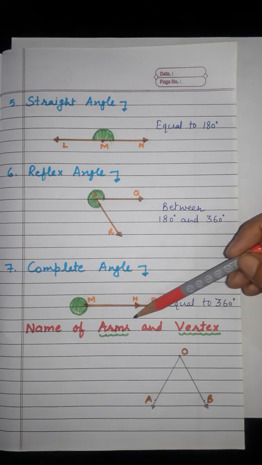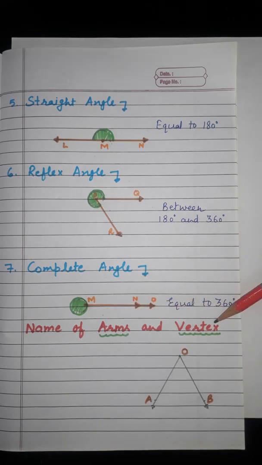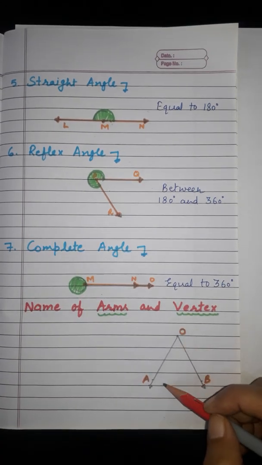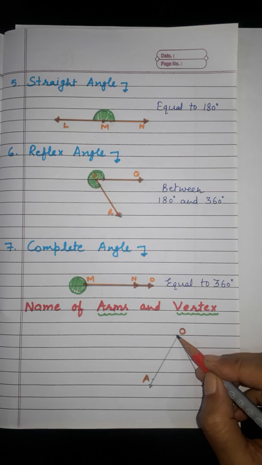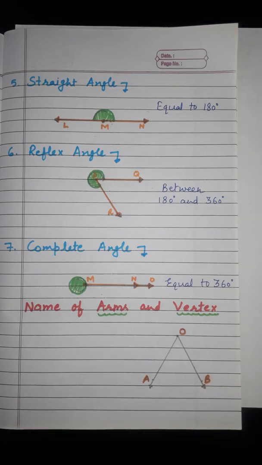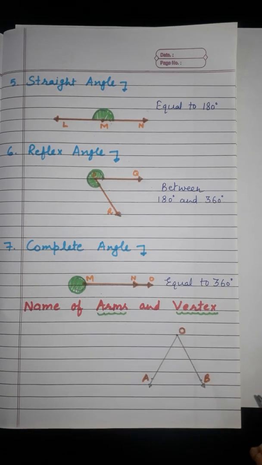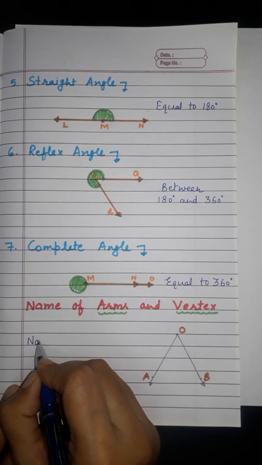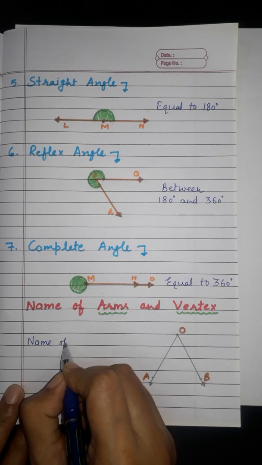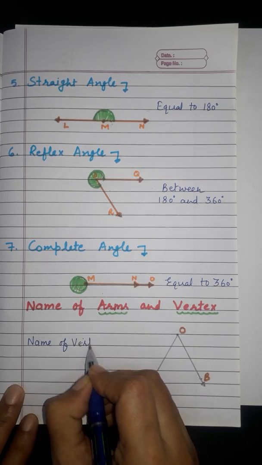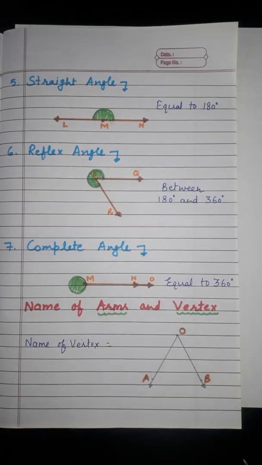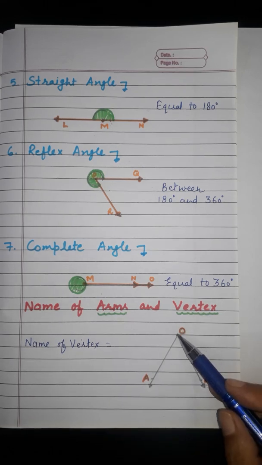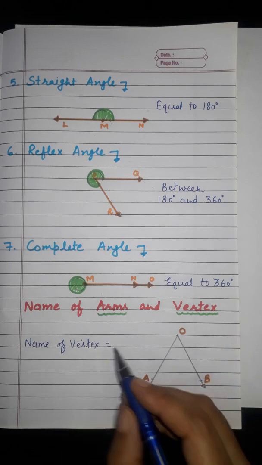Now the names of arms and vertex. Here I have made an angle figure. What is the name of the vertex and the name of the arms? You all know which is the vertex. The vertex is the common endpoint of two rays. Now the two rays are OA and OB and the common endpoint is O. So the name of the vertex is O.